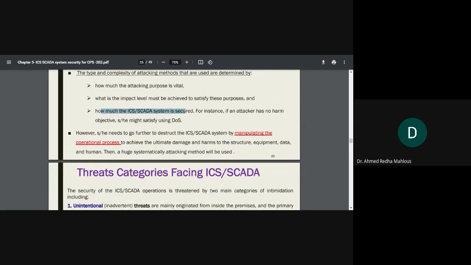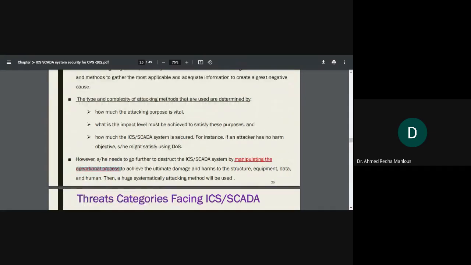We said that last time. We talk about the operational process, because we are talking about ICS SCADA. We are talking about devices that run in a mechanical way. That means, for instance, if you want to close a valve or open a valve or turn off an AC, you need to manipulate the operational process, how the process is operating within that field.